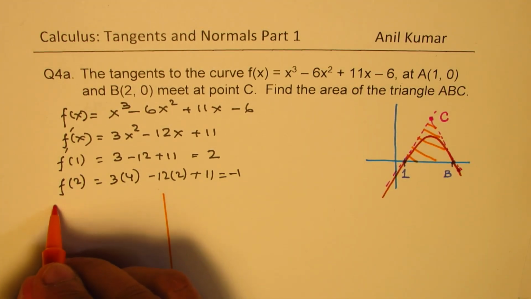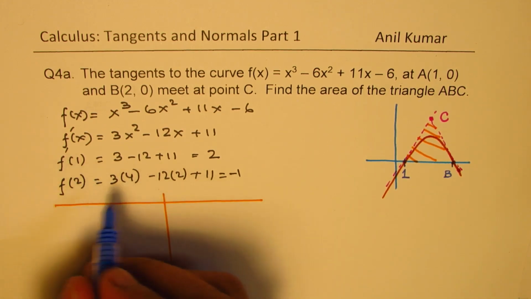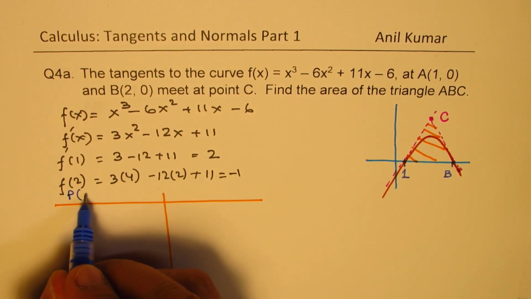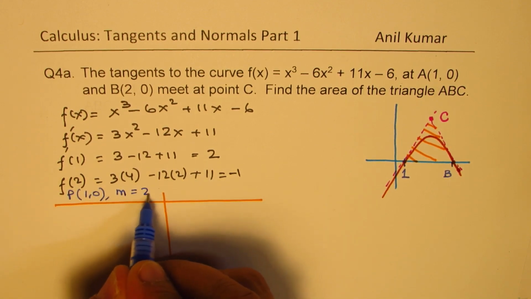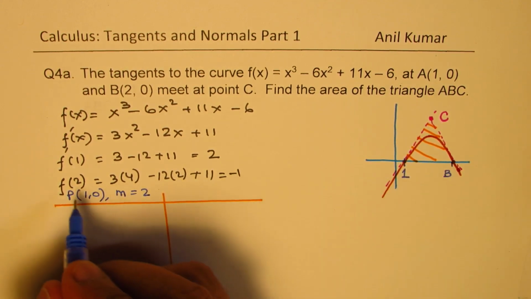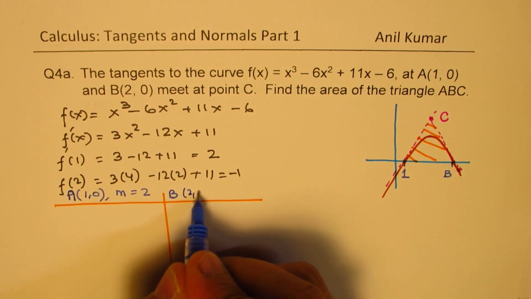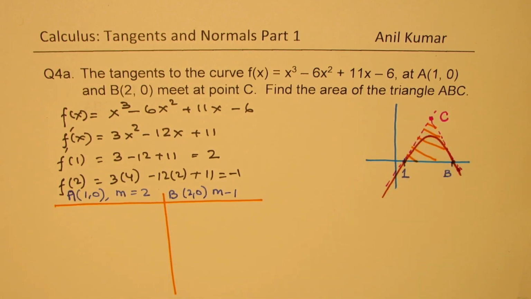Okay, so we will say the equation of line 1, where the point given to us is 1, 0 and the slope is 2. This is the point A. Let me write A here, right? And then we have B, which is 2, 0, and the slope is minus 1. So that seems to be the kind of situation.